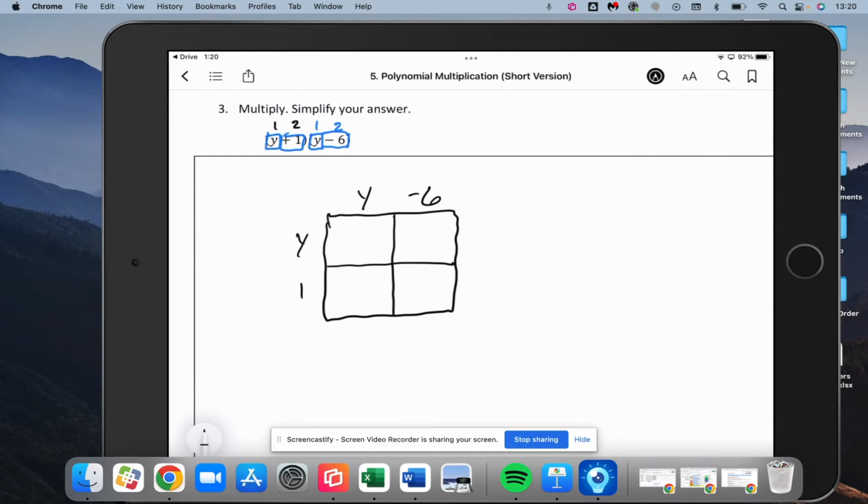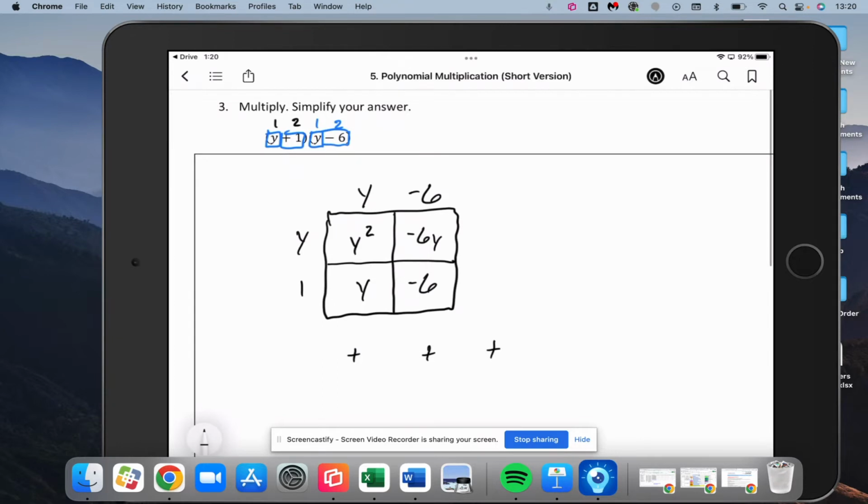So now I just multiply everything kind of like a multiplication chart. I follow that pattern. And so y times y makes y to the power of 2. Y times negative 6 makes negative 6y. 1 times y makes y. And 1 times negative 6 makes negative 6. Now all I have to do, I have 4 terms, I need 3 plus signs, is take these things out of these boxes and line them up.